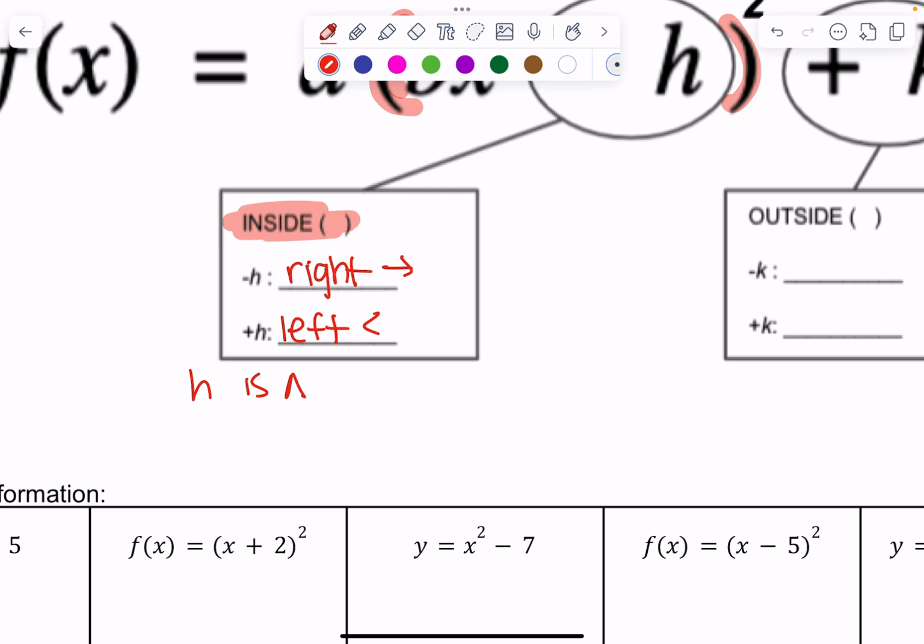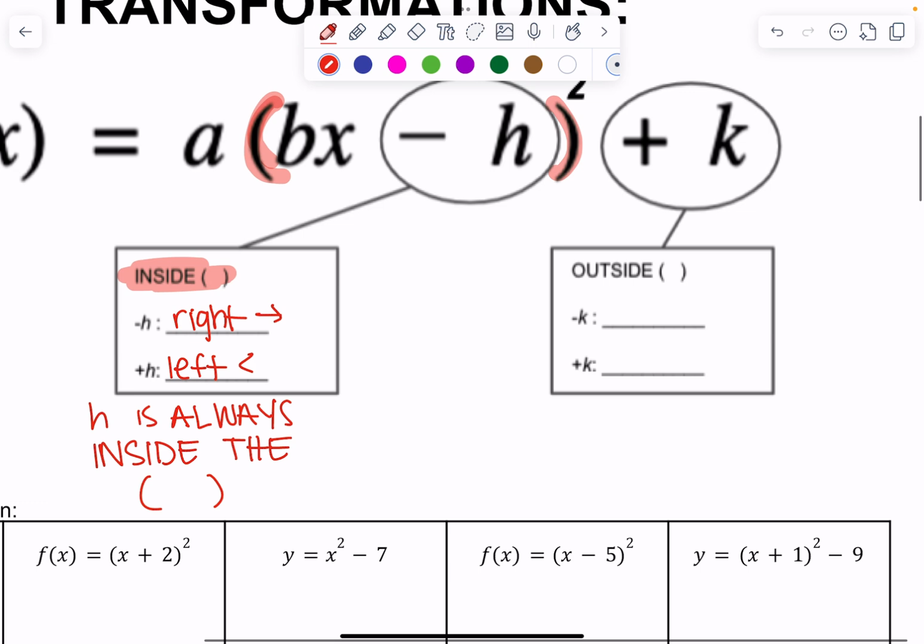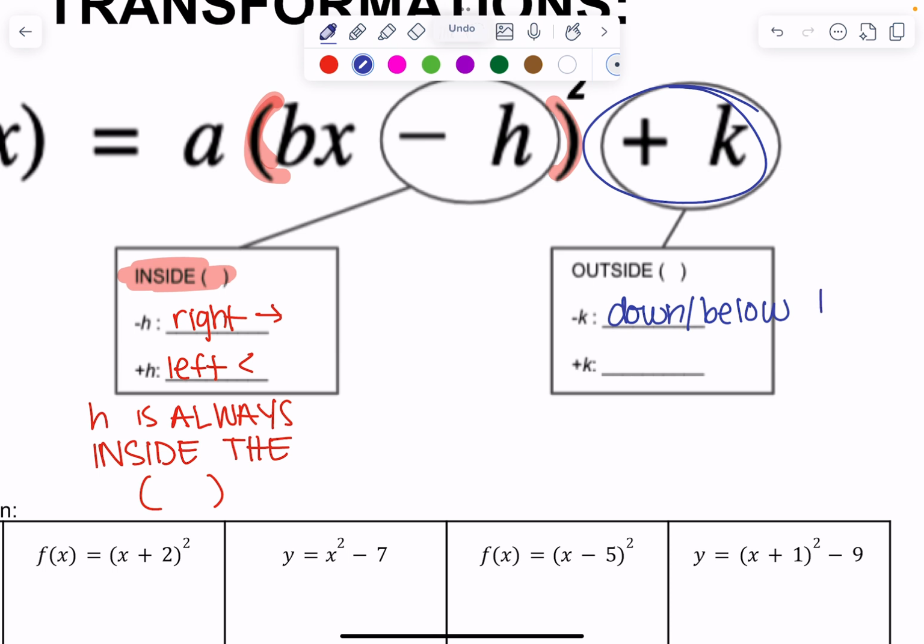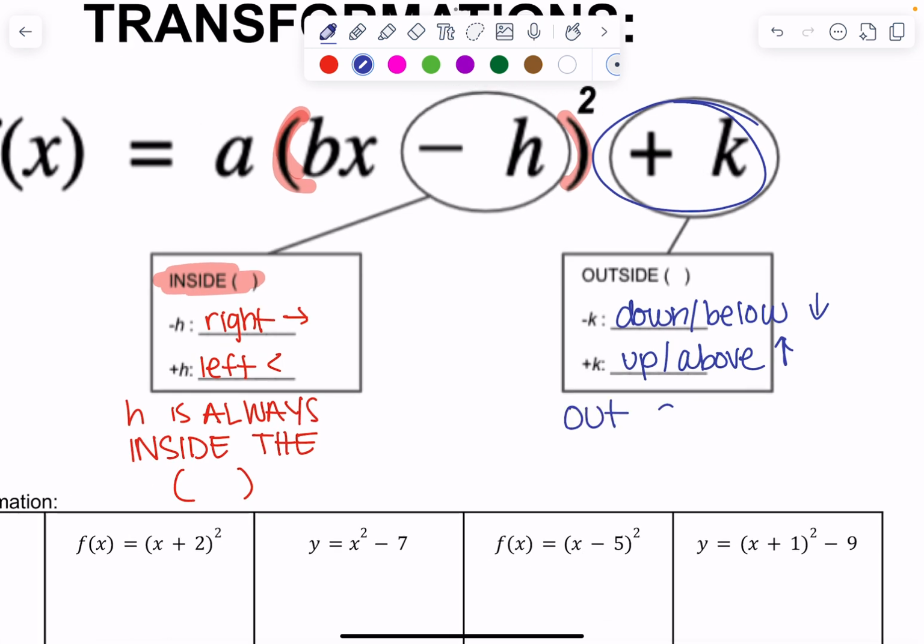H is always inside the parentheses. Okay. My K, on the other hand, is outside the parentheses. If it's negative K, it goes down or below. If it is a positive K, it goes up or above. And it's outside the parentheses, and it's always in the back at the end. K is always at the end.